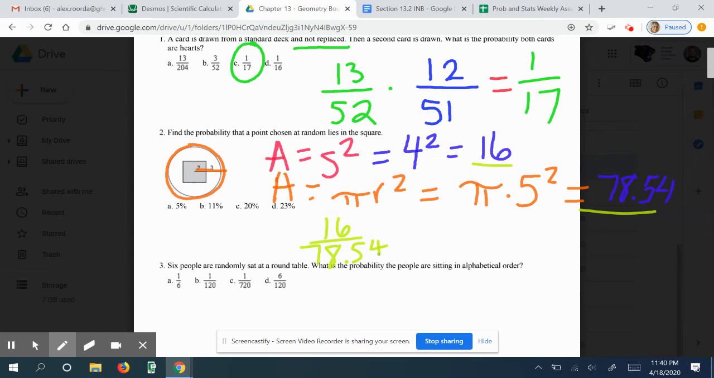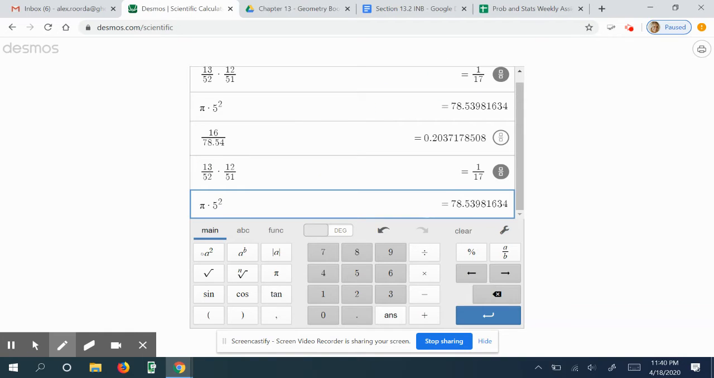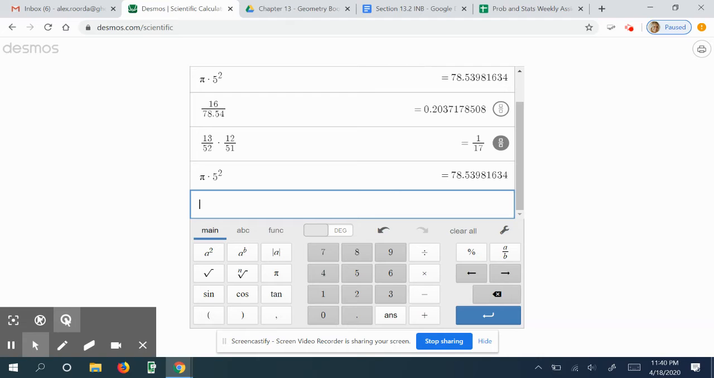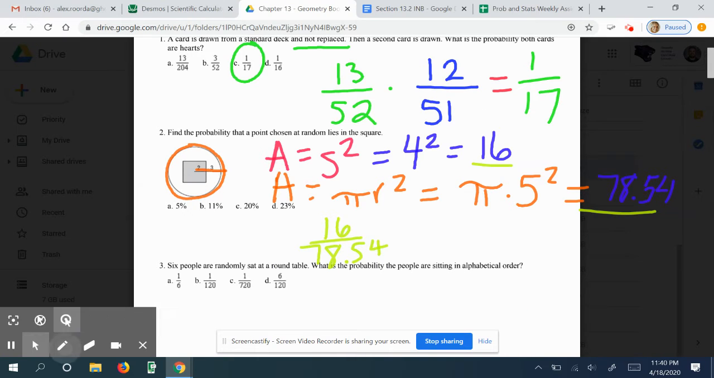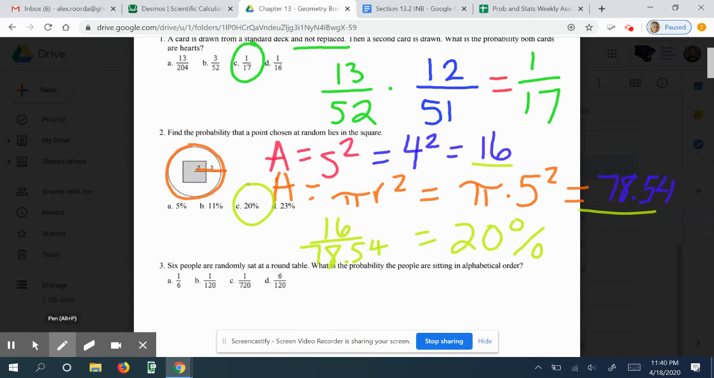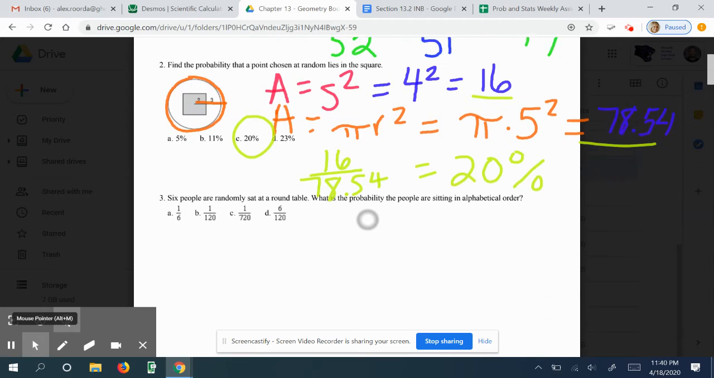I go to decimals, and I do 16 divided by 78.54, and I get just about 20%. So this is 20%, or 0.2, and that would be C. So again, for number 2, we get C.